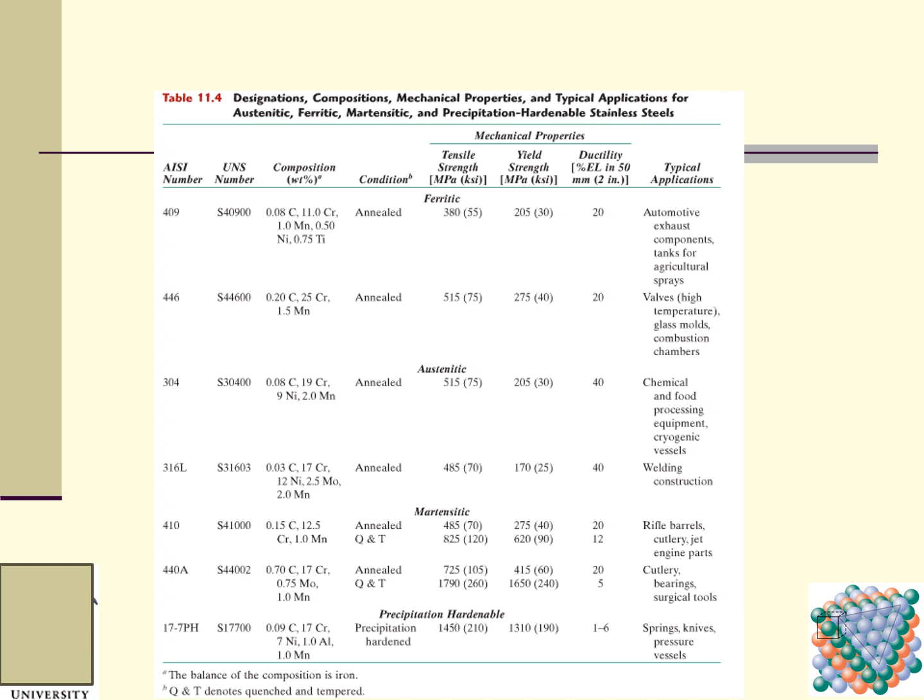We have ferritic, austenitic, martensitic, and here is the precipitation hardened one. These are the different stainless steels.